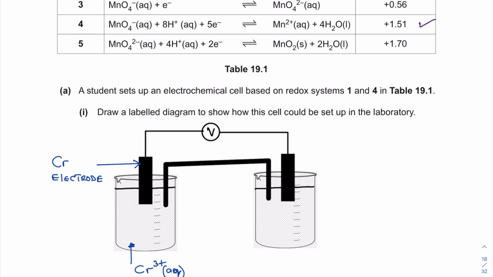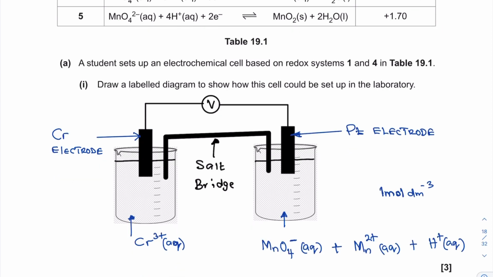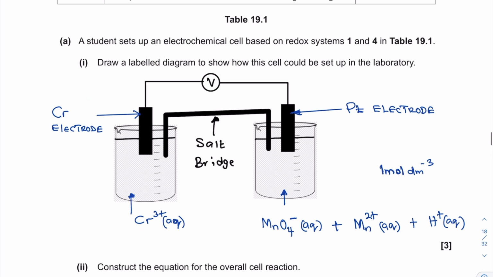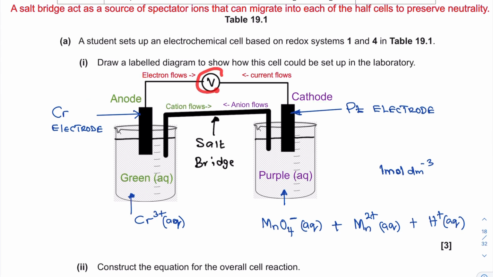We have the chromium 3+ aqueous solution, a platinum electrode here, and a 1 mole per decimeter cubed solution of either potassium permanganate or manganate solution. We have the salt bridge as well, and a voltmeter to measure the potential difference between the two electrodes.